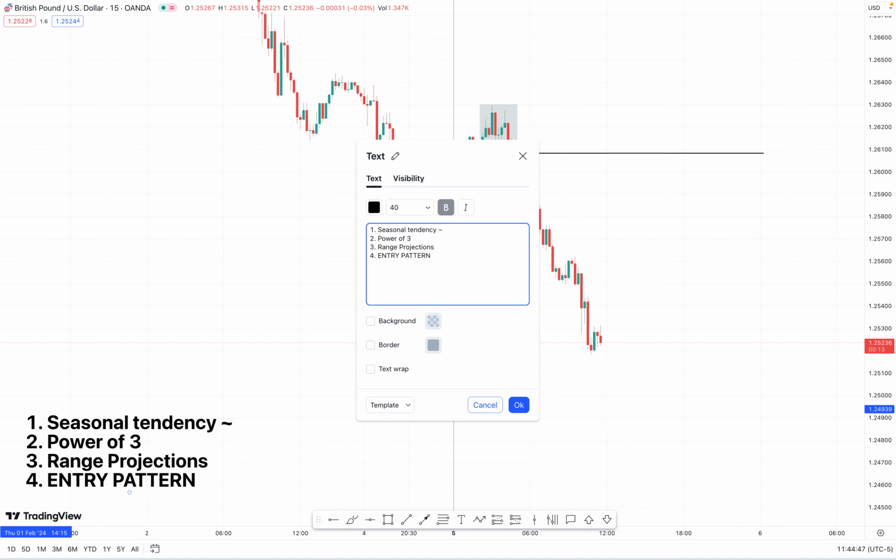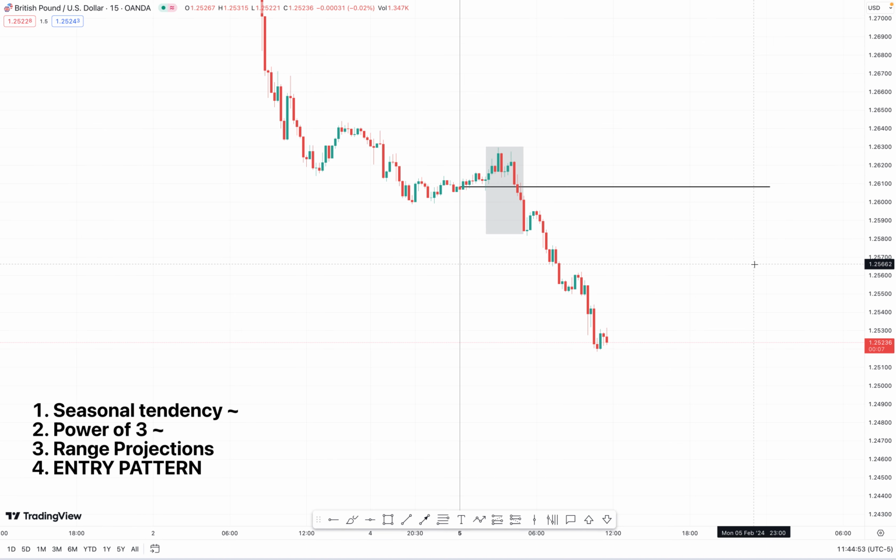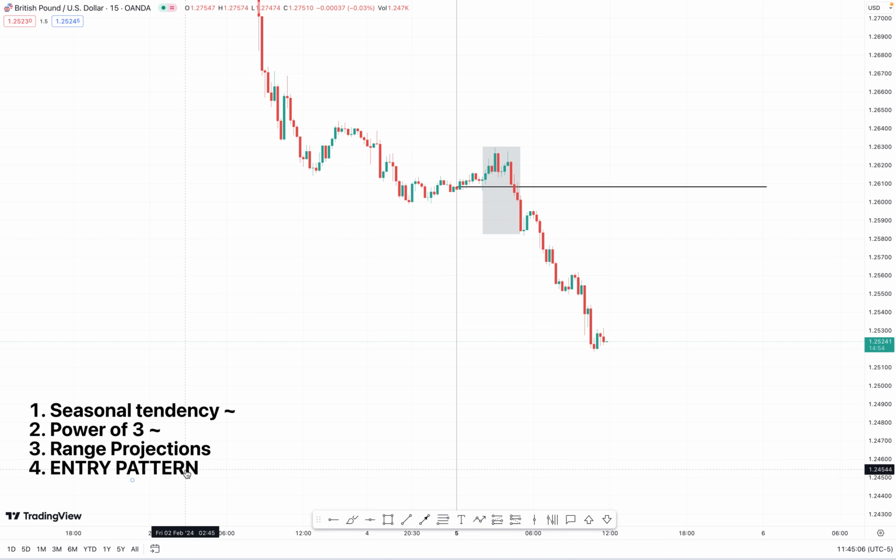Now we're looking at range projections. I'm doing it sort of reversed, because if you'd be looking at it in live market action, it would be seasonal tendencies, range projections, power of 3, and then the entry pattern. But I'm looking at it in reverse just because this market's already moved. We can see what happened.